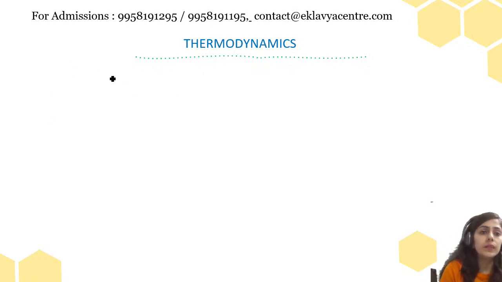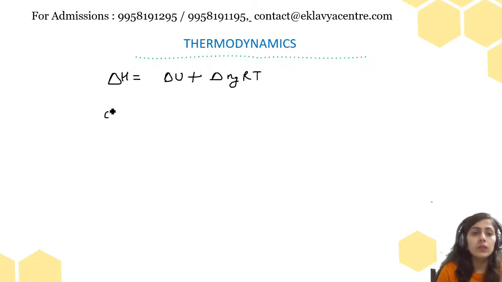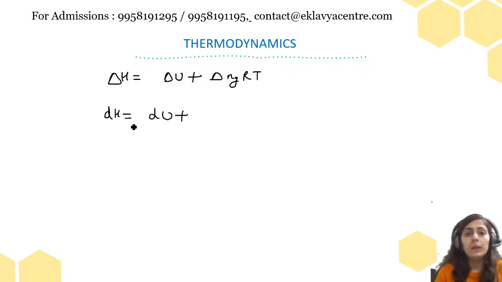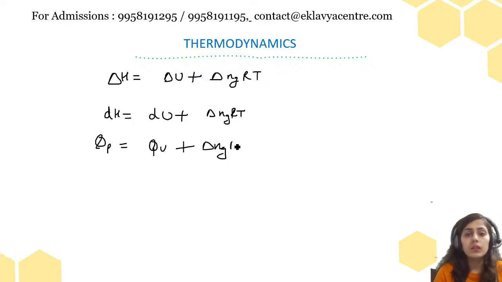See, we know that delta H is equal to delta U plus delta NgRT, right? We can also add that dH is equal to dU plus delta NgRT. And what is this? dH is Qp, heat content at constant pressure, is equal to heat content at constant volume plus delta NgRT. Like suppose instead of delta H and delta U, they give you heat content at constant pressure and heat content at constant volume. So in that case you have to apply this formula. Okay.